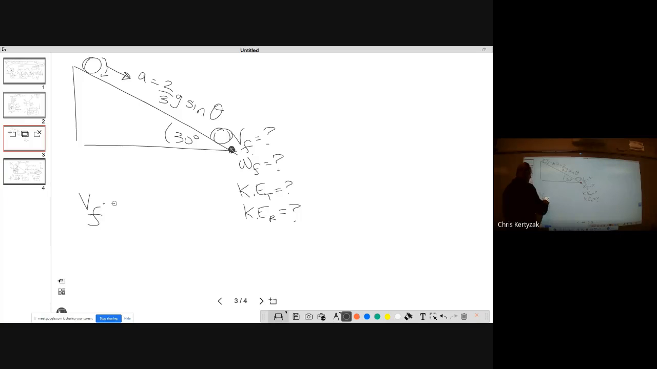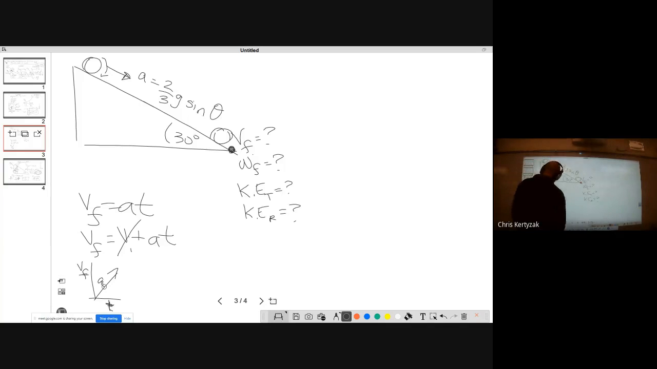Remember, we still have v final equals at. Technically, we have v final equals v initial plus at, but as a lot of problems are, the initial velocity is 0, and the linear velocity increases linearly. That's a v final versus t graph, kind of a little kooky, but it is. Remember, the slope is a. It's like in the form of y. V final is like y. T is like x. T is on the x-axis. V final is on the y-axis. So a is slope. Y equals mx.